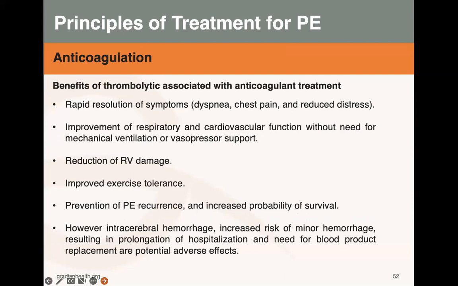So the benefit of starting a thrombolytic is a rapid resolution of symptoms. That means the patient will start breathing okay, there'll be less chest pain, and they'll have less distress. It improves the cardiorespiratory system, and a patient who is not yet on mechanical ventilation might not need to get to mechanical ventilation. Also it can improve the right ventricular function. So if damage was going to happen, it can reduce that damage from happening. So it helps in all the ways possible.